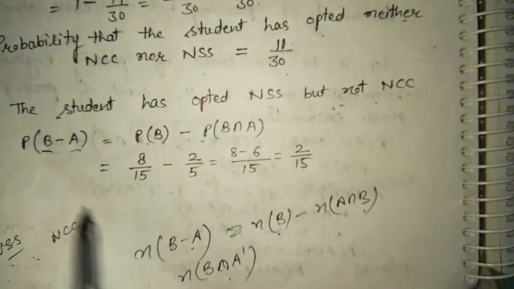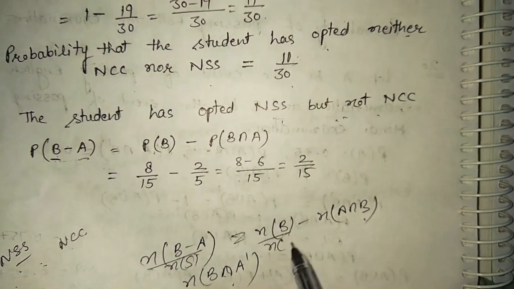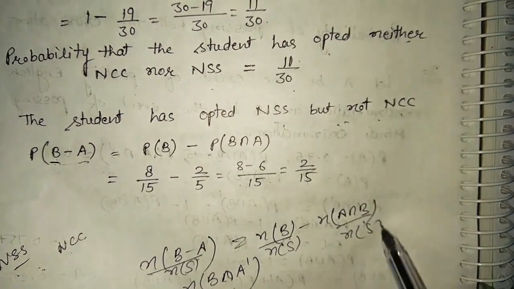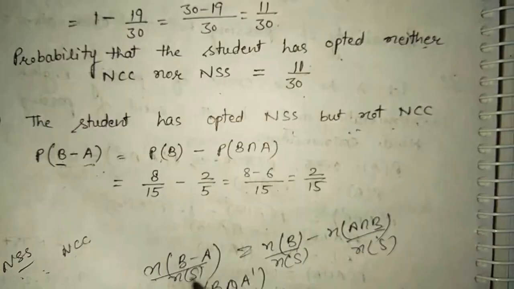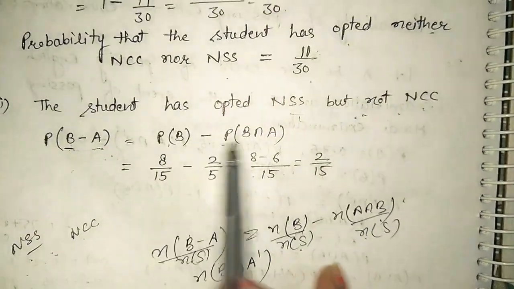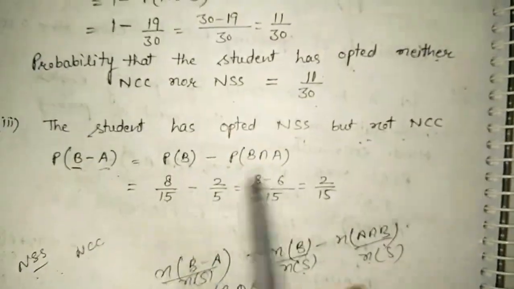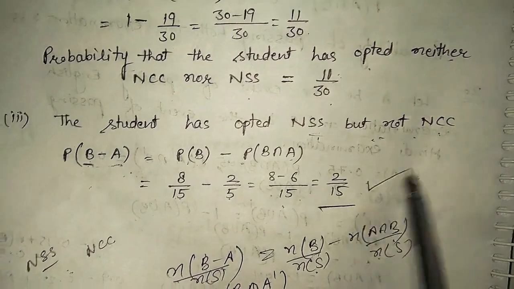So n(B) minus n(A intersection B). If we divide by n(S), the number of elements in the sample space, it will be P(B minus A), which is P(B) minus P(A intersection B). Now we will put the values of P(B) and P(B intersection A). Then we will get the answer, that is 2 by 15.